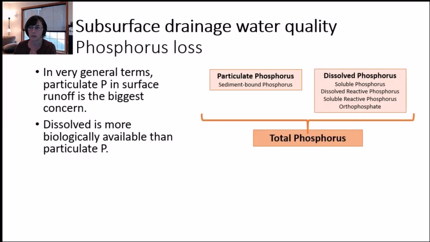total phosphorus is comprised of both particulate phosphorus and dissolved phosphorus, and the dissolved form is actually more biologically available than the particulate form, which can immediately lead to eutrophication. And side note, remember, there is no gaseous phase of phosphorus, so we're not concerned about gaseous losses of phosphorus. This is very different than nitrogen.